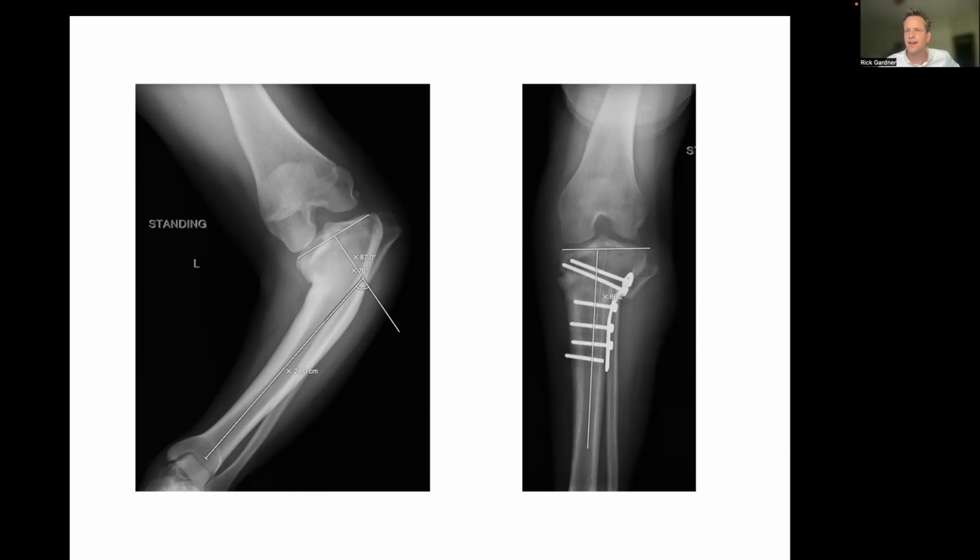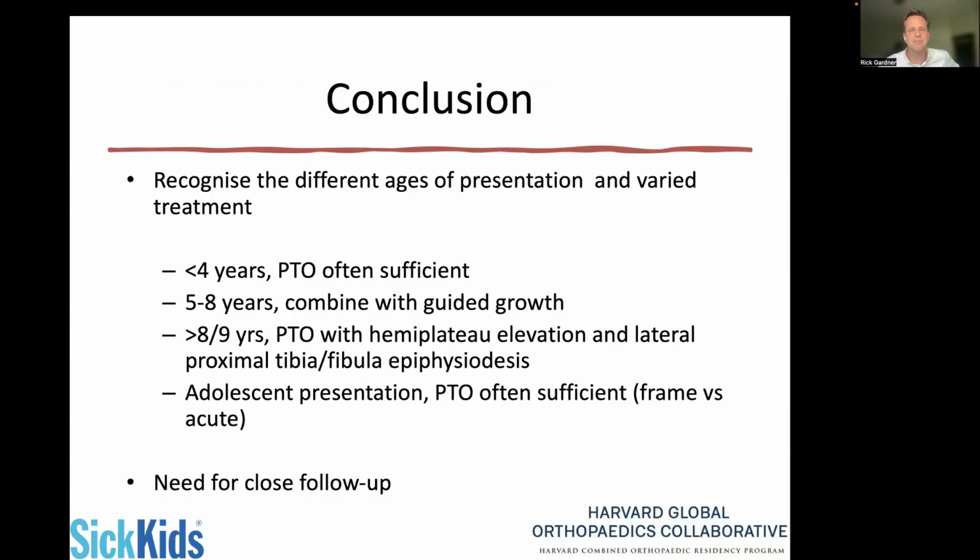So I think I've come to the end, and I'm really grateful for your time. I hope that you've stayed with me through this, and this has all made good sense. I'm sorry, it's not interactive for questions, but it was just to really finish up by saying we just need to recognize the different ages of presentation and the varied treatments.